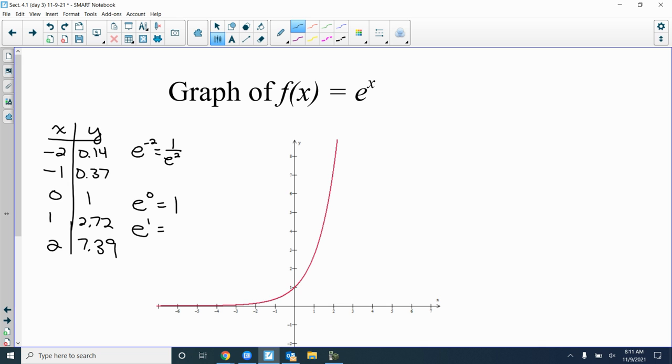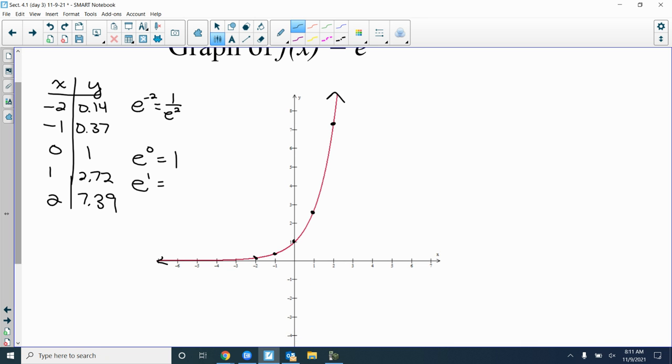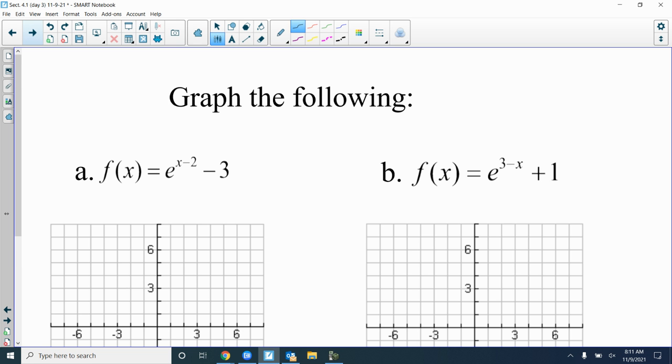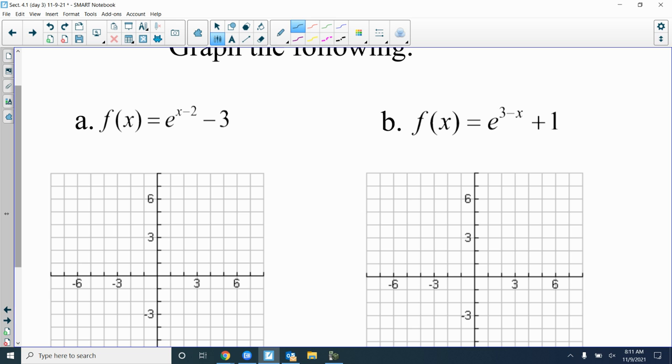So think about those points. -2, 0.14. -1, 0.37. 0, 1. 1 is 2.72 and 2 is 7.39. So that is e to the x power. No different than 2 to the x power. It'll be slightly different in terms of the y values. All right, we have to be able to do transformations with this. So we've got 2 of them here. Before we do anything, let's go ahead and graph e to the x on here so that we can use that for our transformations. We just went over that.